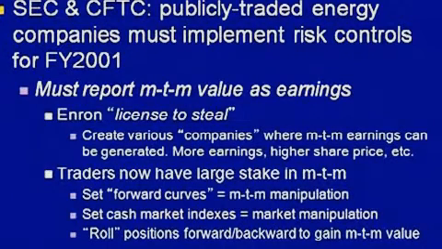They created various fictitious off-balance sheet companies where mark-to-market earnings were generated. And the more earnings that they showed, then the higher the share price and so on. So traders would now have a large stake in the mark-to-market value of their book. So they themselves would begin to set the forward curves. That is, they would begin to go ahead and set the future prices themselves. So this resulted in the manipulation of the mark-to-market.